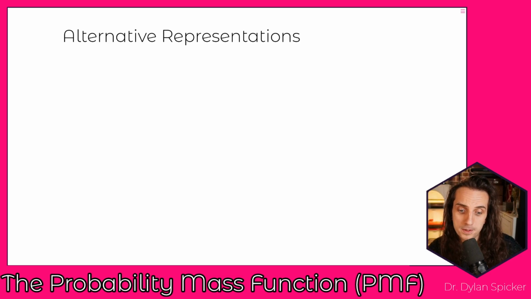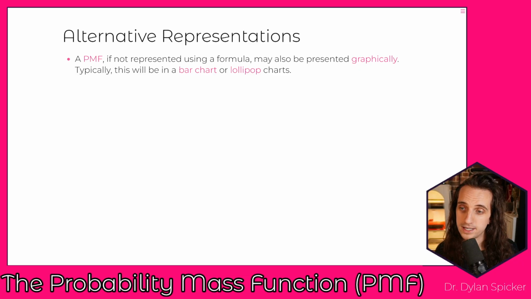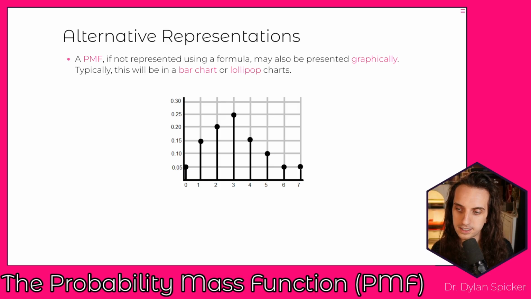Now, when we're dealing with probability mass functions, oftentimes we'll write them piecewise. Sometimes we can write them out explicitly using our basic operations, but sometimes you'll see probability mass functions expressed in alternative ways. One of those ways is expressing them graphically. Commonly, you might see a bar chart or what we'll call a lollipop chart to represent a probability mass function. So what might that look like? Well, we might have something that looks like this. And so this could be the representation of a PMF.